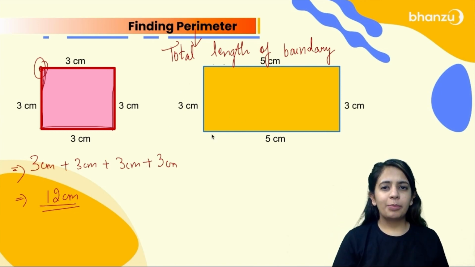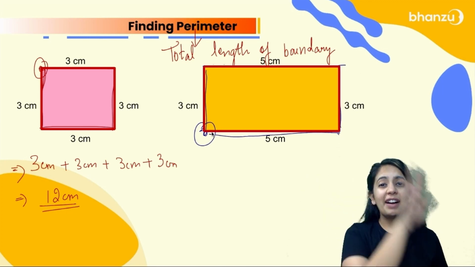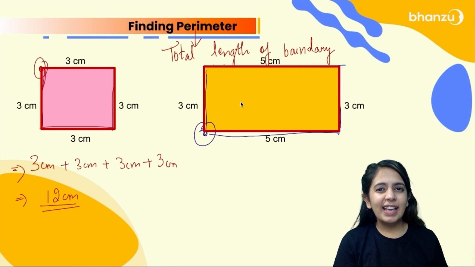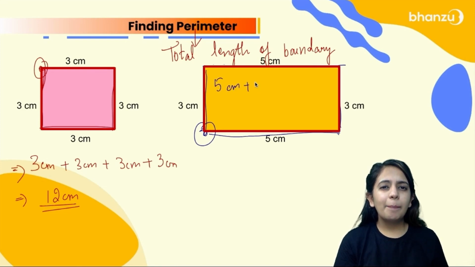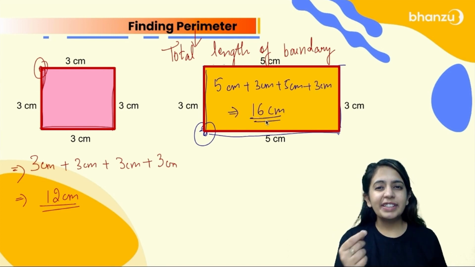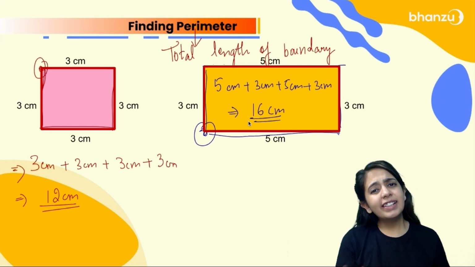So pick up any one point. Let's pick this point over here. Okay, so 3 centimeter plus 5 centimeter plus 3 centimeter plus 5 centimeter. We have traveled the boundary and we have now stopped at the point from where we started. So tell me, what is the perimeter of this rectangle? It's 5 cm plus 3 cm plus 5 cm plus 3 cm. This is equals to 16 cm. And this, my dear, here is the perimeter of this rectangle.